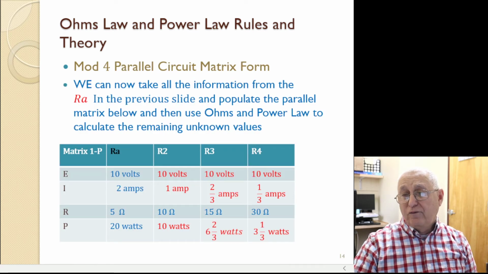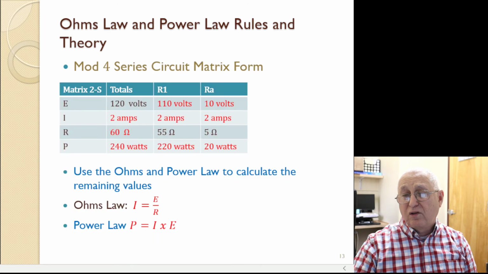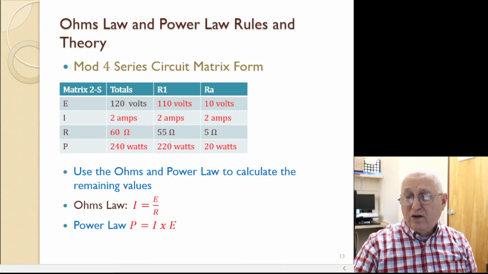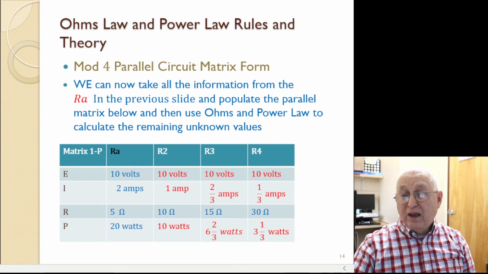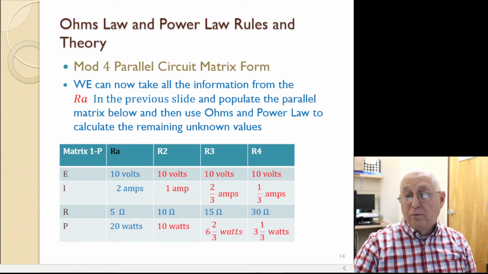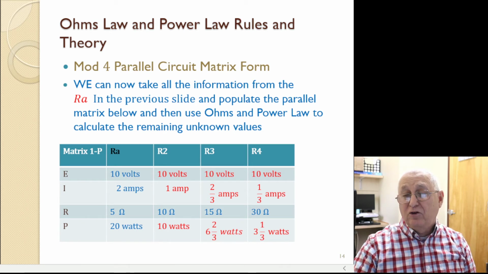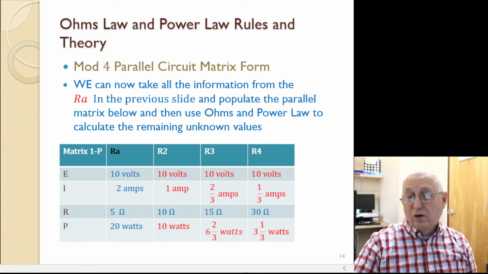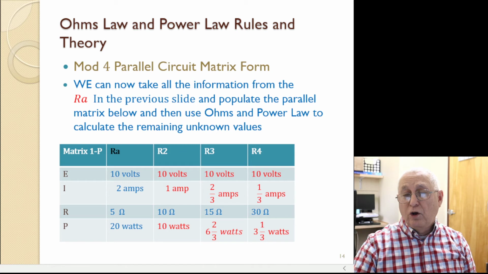We can now take all the information for RA from the previous slide. Let's go back to this. We figured out everything for RA now: 10 volts, 2 amps, 5 ohms, 20 watts. We go back to matrix 1. This is the parallel matrix again. And we put in all these values for RA because now we can use it to calculate everything else. We know R4 is 30 ohms. We know R3 is 15 ohms. We know R2 is 10 ohms. And we know RA, the equivalent resistor, is 5 ohms. Okay?